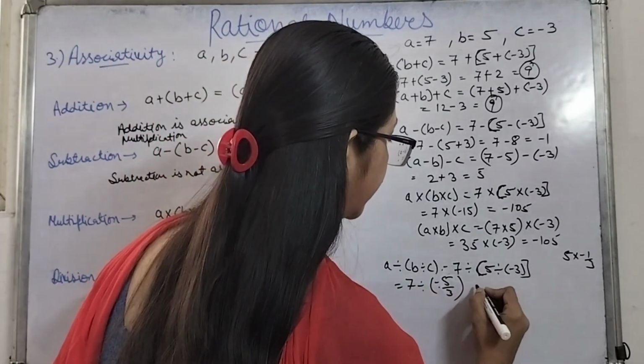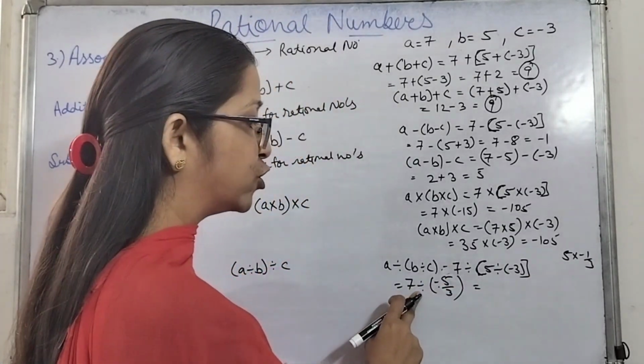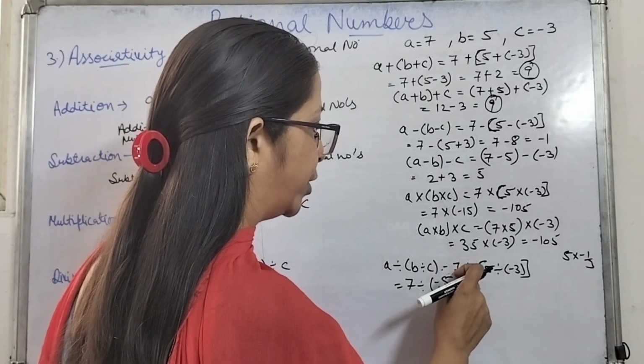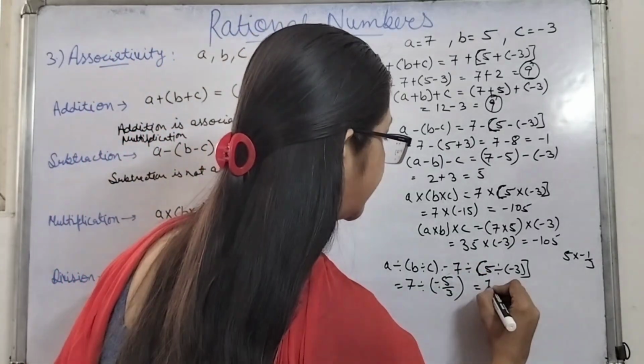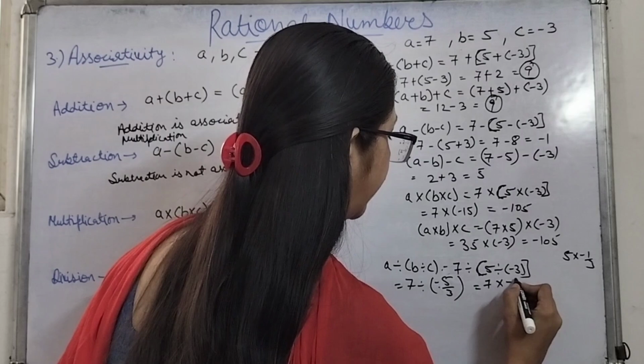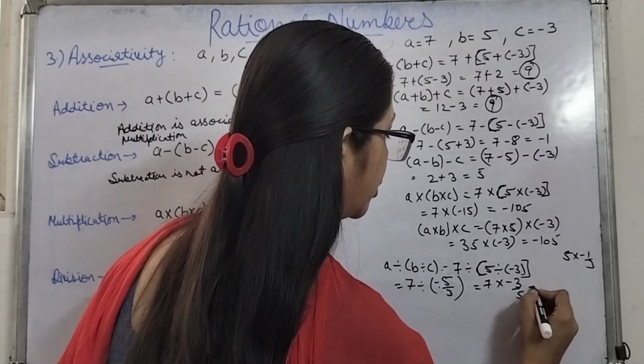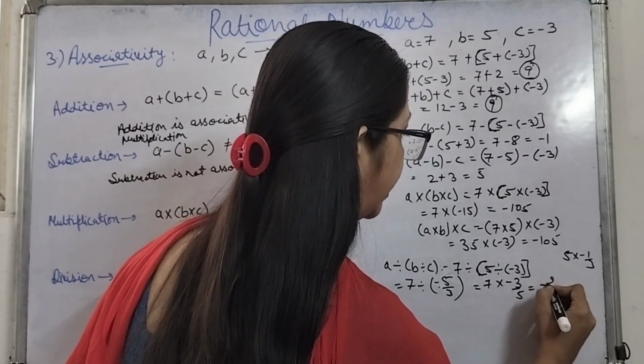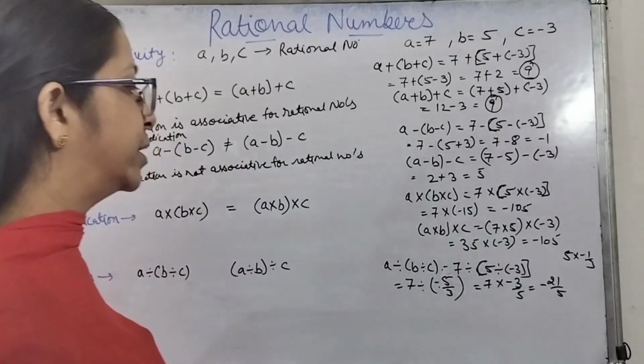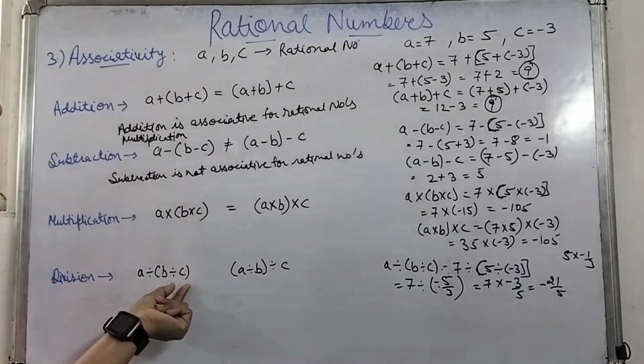Now if we are dividing it, this division sign will change to a multiplication sign and this number is going to be reciprocated. So it will be 7 multiplied by minus 3 upon 5. So it will be minus 7 threes are 21 over 5. This is the value of A divided by B divided by C.